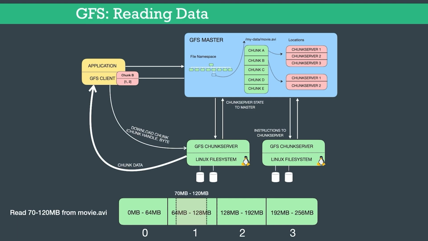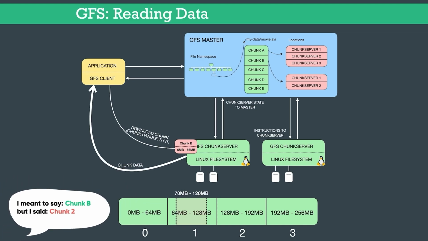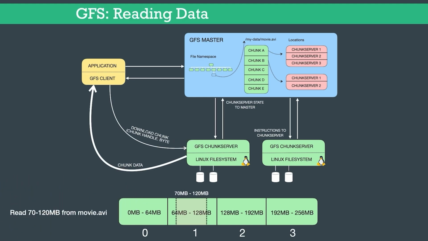The client can then download the data directly from chunk servers without further interaction with the master. The master returns a few replicas and the client would choose one of them, usually the closest one. After that, the client requests data to download from a chunk server, for example, let's say Chunkserver 1, by sending a request containing chunk handle and the byte range. In this case, that would be chunk 2, and byte range in chunk 2 would be from 6 megabytes to 56 megabytes, after which the chunk server sends back the requested chunk data.